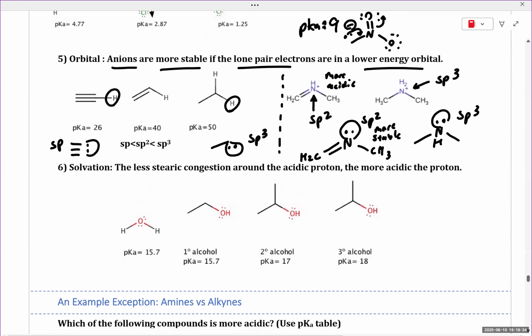The last effect to consider is solvation. The less steric congestion around the acidic proton, the more acidic the proton will be. Again, primary alcohols with one substituent are the most acidic. Secondary with two substituents is the next most. Tertiary with three substituents is the least acidic.